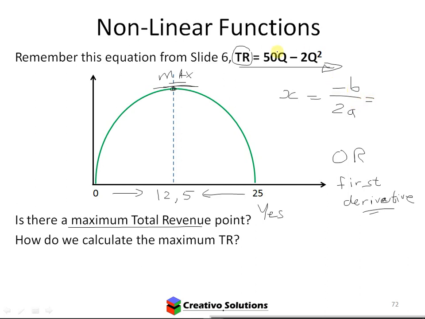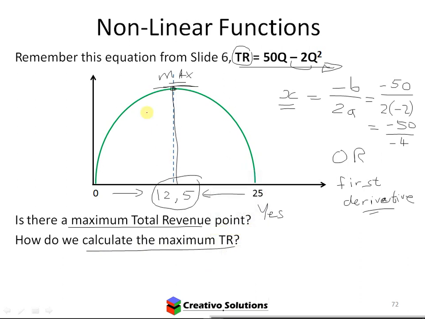So what is minus b? What's b in this question? Minus 50. Do you agree? What is a in this question? Minus 2. So 2 times minus 2. What is minus 50 over minus 4? Positive 12.5. That's how you get the x value of what? The highest point. The question is calculate the maximum TR.